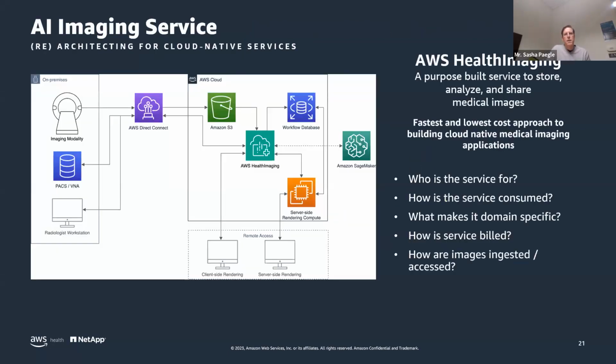Next. And then finally, just moving on. We've talked about the PACS dimension. We've talked about a VNA and choosing object storage. And then finally, AHI is considering using a third-party service that's all cloud native. Here, organizations like AWS are developing purpose-built services for health, and AWS Health Imaging is one of those services.